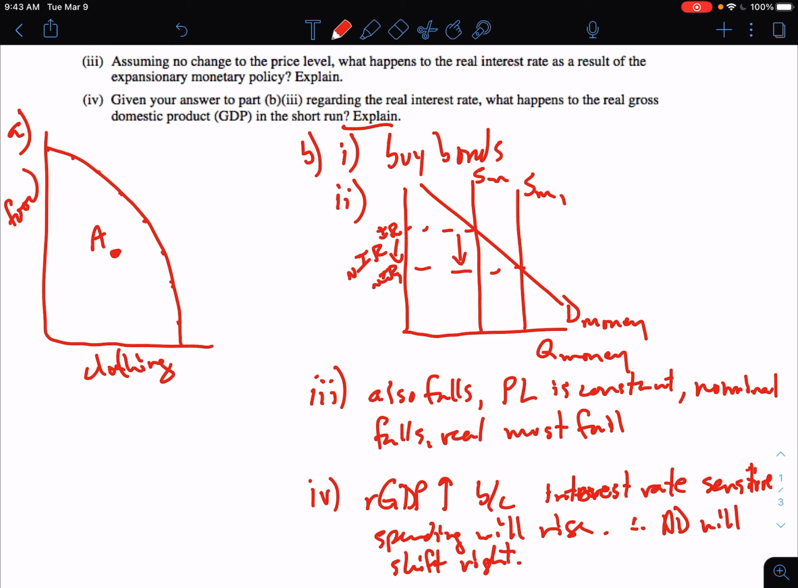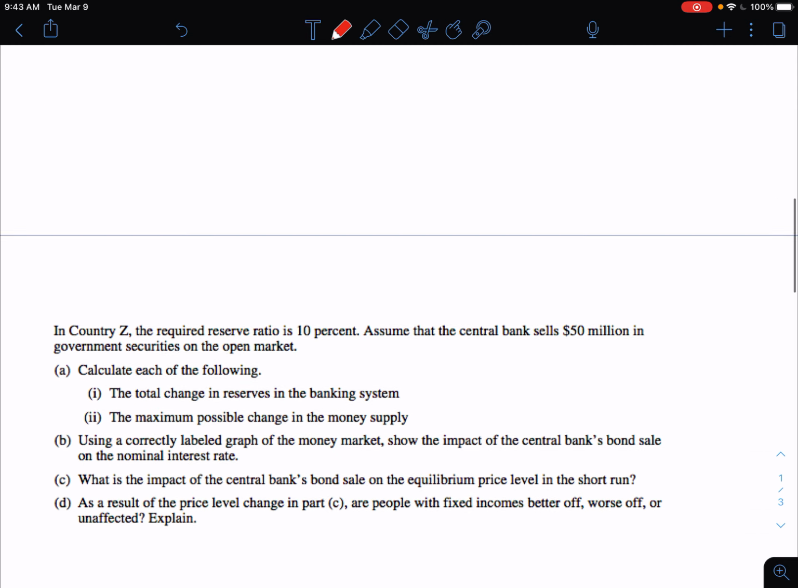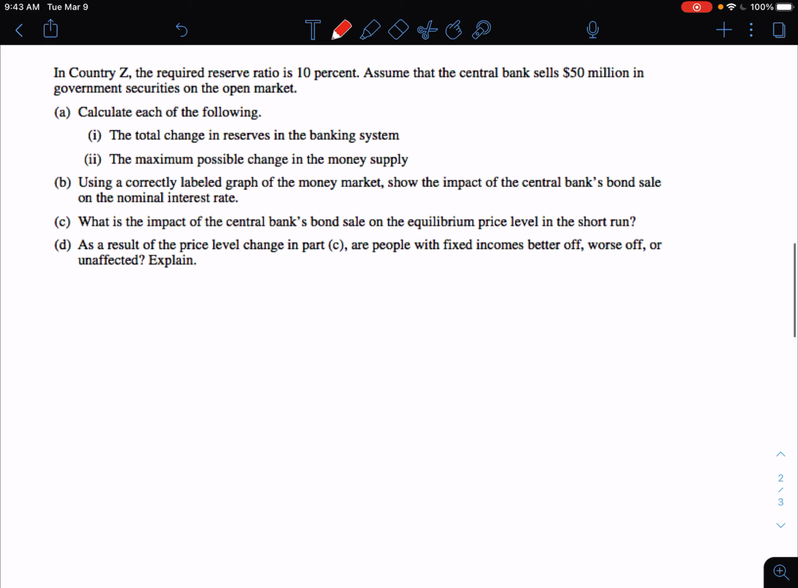In the short run. So there you have it. There is the answer for the first one. Now let's move on to the second. In country Z, the reserve ratio is 10%. Assume the central bank sells $50 million in government securities on the open market.